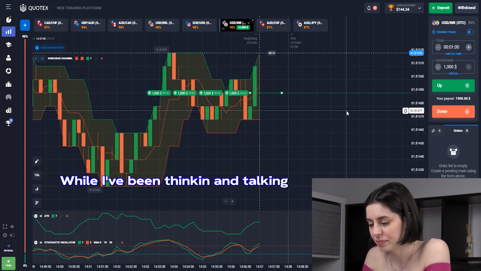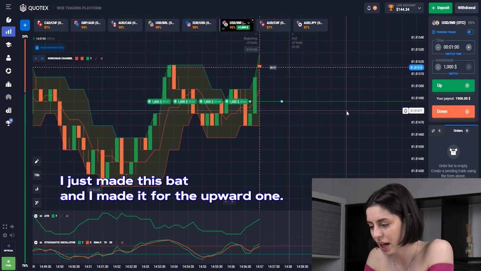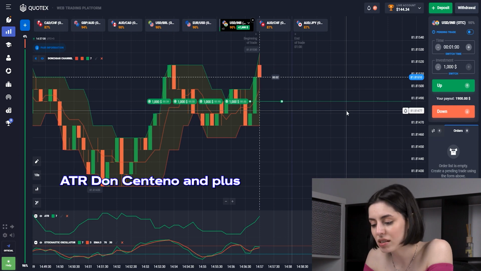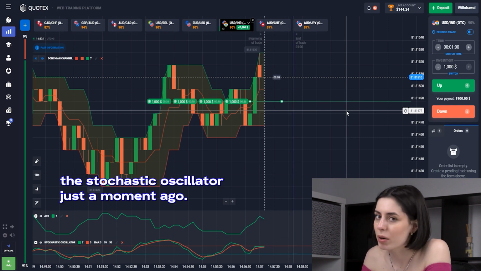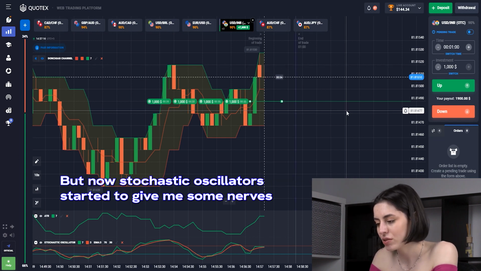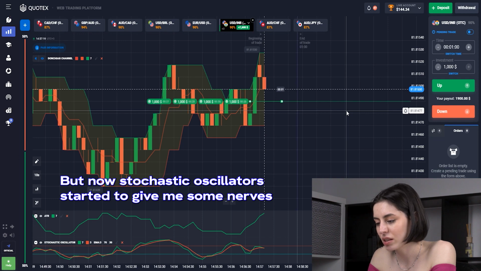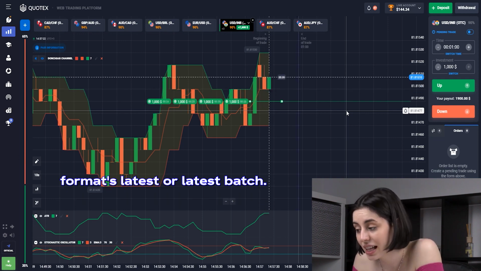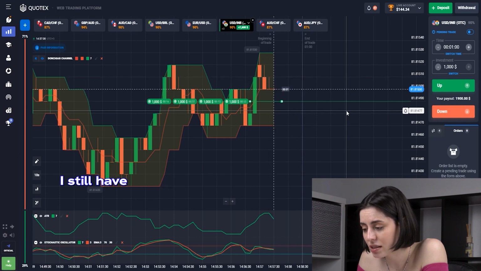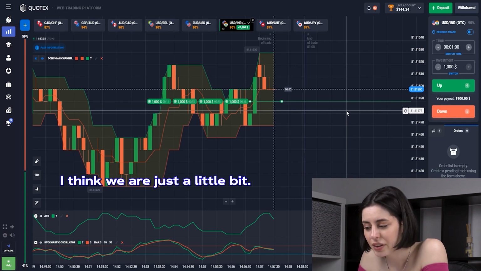While I've been thinking and talking, I just made this bet, and I made it for the upward one. ATR, the downtrend channel, plus the stochastic oscillator just a moment ago were showing us we're gonna get upward. But now the stochastic oscillator started to give me some nerves for the latest bets. I don't need nothing like that. I still have, let's go just a little bit. I think we entered just a little bit.